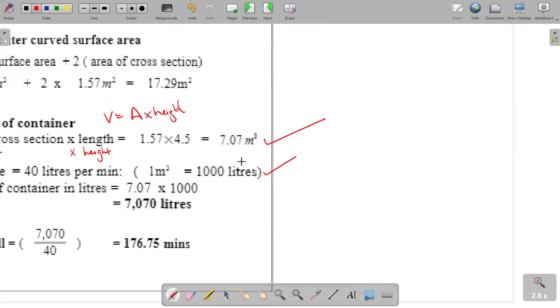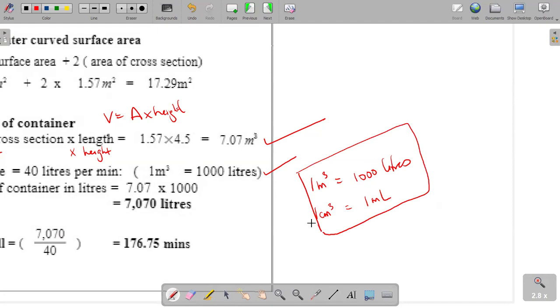So let me write this down. 1 meter cubed is equal to 1,000 liters. Something else that you need to know is 1 centimeter cubed is equal to 1 milliliter. Copy that down, please. These two conversions you must know off the top of your head. When you're finished, sit down.